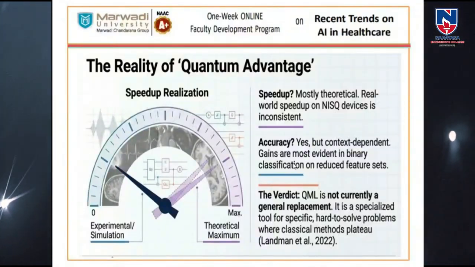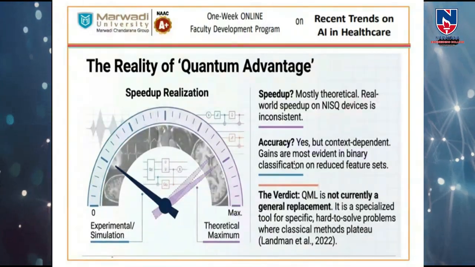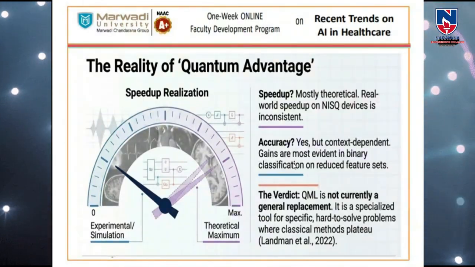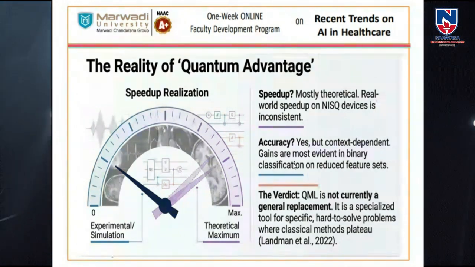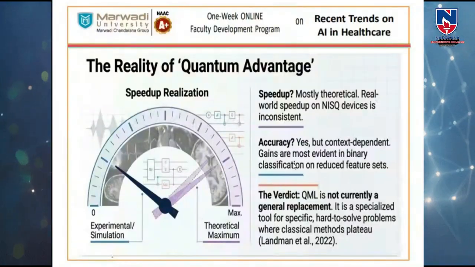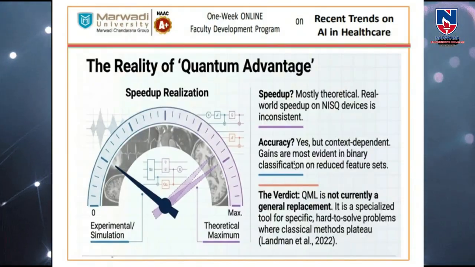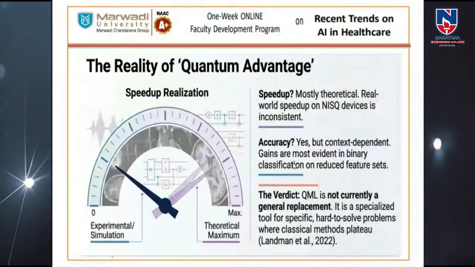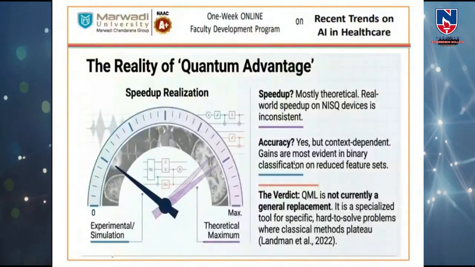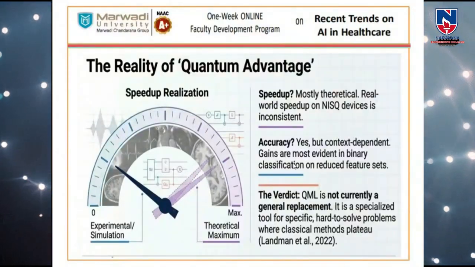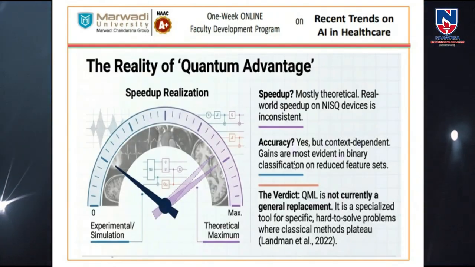Of course, this is purely context dependent. There may be a chance with classification and reduced feature sets. Then coming to the conclusion, QML is currently not a general replacement. Somewhere I mentioned at the start itself, we are not going to replace ML with QML. It is an add-on to normal ML to enhance performance in terms of accuracy and other considerations. It is a special tool for specific, hard-to-solve problems where classical methods are not able to do.